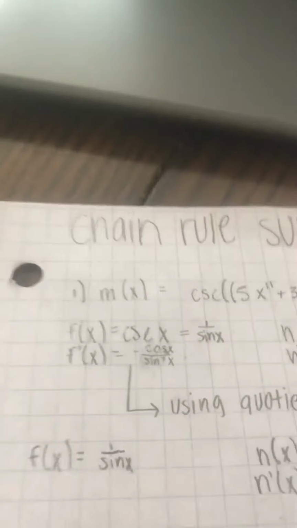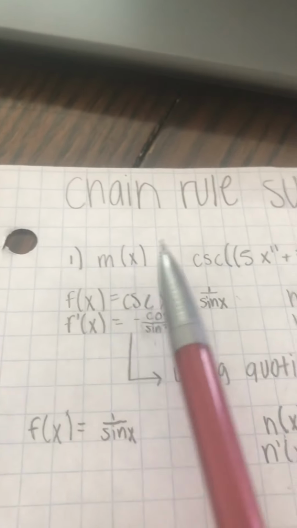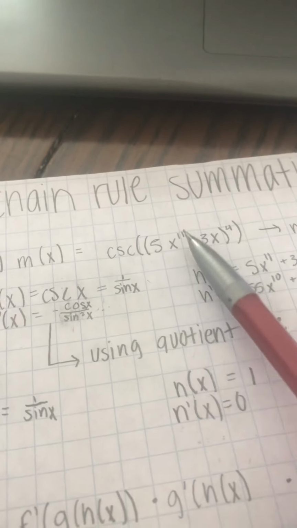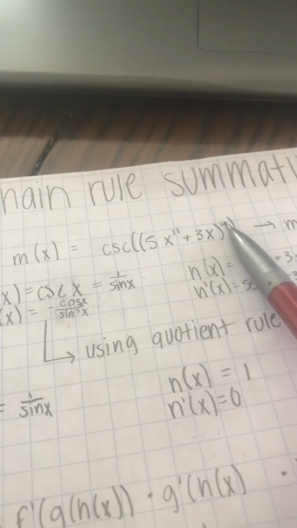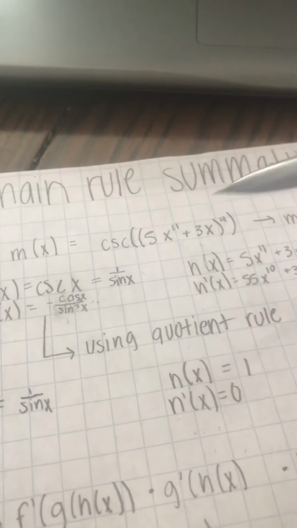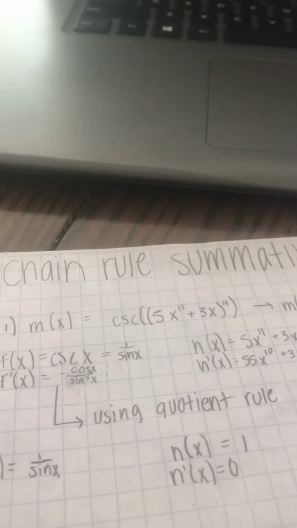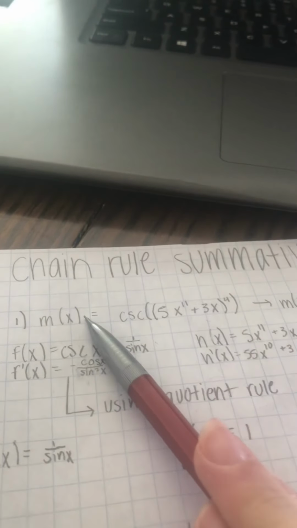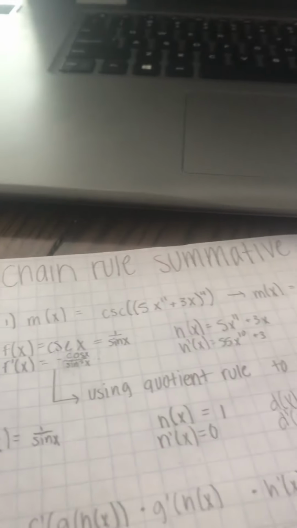Alright, so my first problem was m of x is equal to cosecant, and then in parentheses, it's 5x to the 11th plus 3x, and all that's to the power of 4 inside the parentheses. So to start every problem that I'm going to do, I'm going to say what m of x is equal to in terms of a composite function, so then I can solve easier.